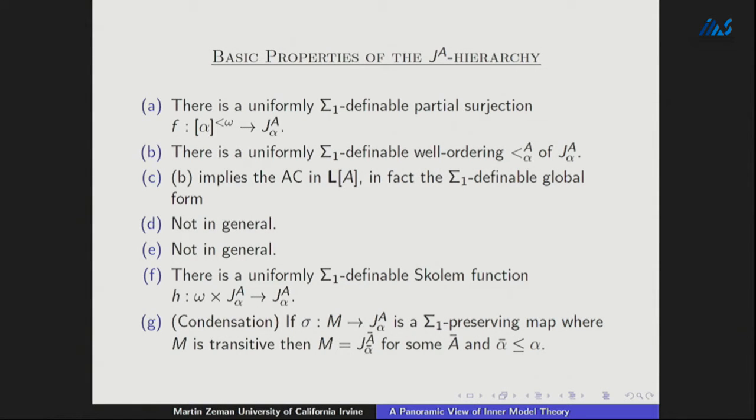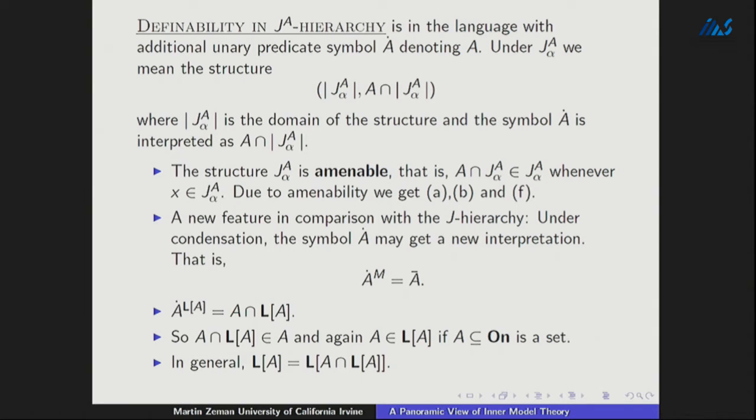And here are basic properties of the J alpha hierarchy, and it's almost the same. Just that now I want to point out one more thing. Everything relativizes. So really when I write J A alpha, I think of it as a structure with a domain, and we have this set A intersected with the domain as a predicate. So we really need a language with an additional symbol which will denote this set A. And we think of it that way. This notation suppresses this, but it's always there. So that should be kept in mind.